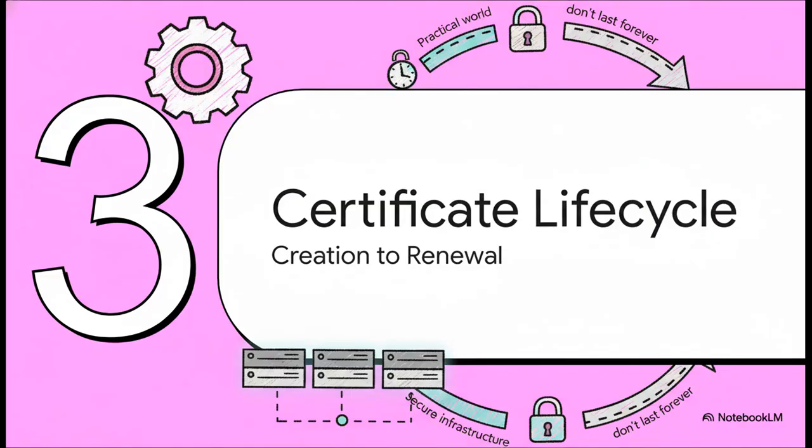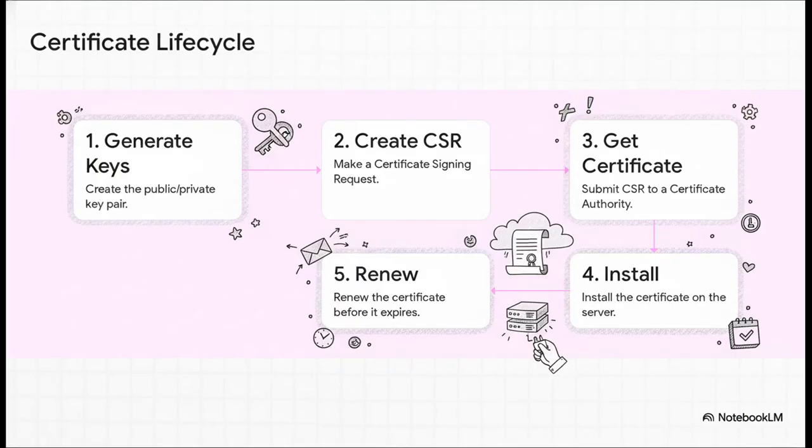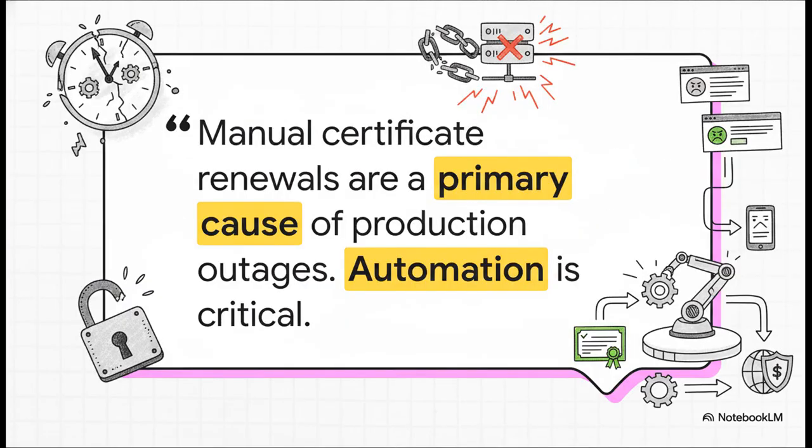These certificates, they don't last forever, and managing their life cycle from birth to death is a huge part of a DevOps job. In the old days, and let's be honest, in some places today, this was a massive manual headache. You had to generate keys, create a formal certificate signing request, email it to a CA, wait for them to approve it, get the file back, and then manually install it. And the scariest part? You had to put a reminder in your calendar to do it all over again before it expired. And that brings us to the most critical point of all.